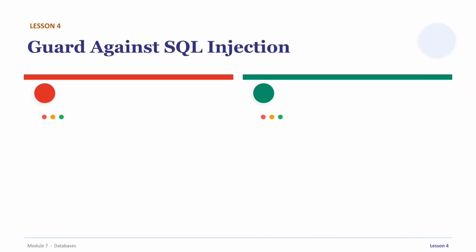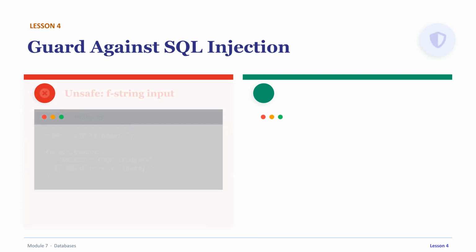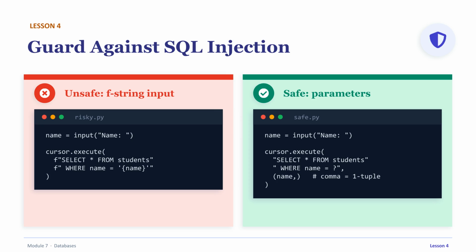Security is paramount. Never build SQL queries by combining strings with user input. This creates a vulnerability called SQL injection. Instead, use question mark placeholders in your queries and pass the inputs as a separate tuple. This ensures the database treats your user input only as data, never as code.